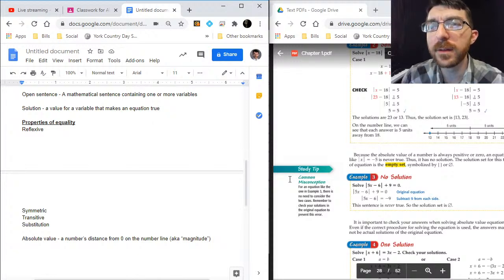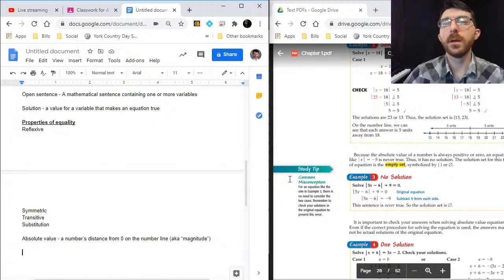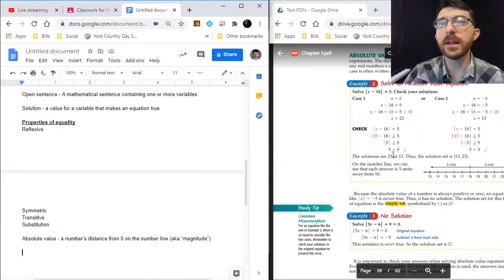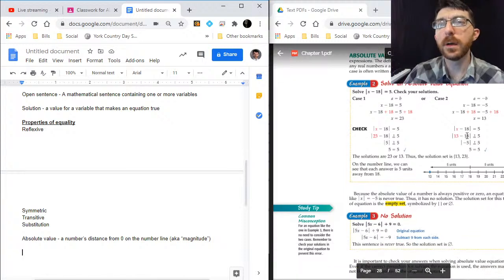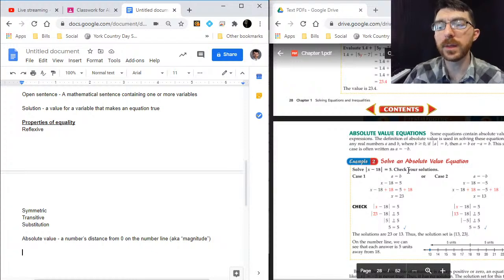Empty set. Really? Empty set. What's the context that it's defining that? Some equations contain absolute value expressions. The definition of absolute values used in solving these. Oh, that's where you can't see it. Let me see.